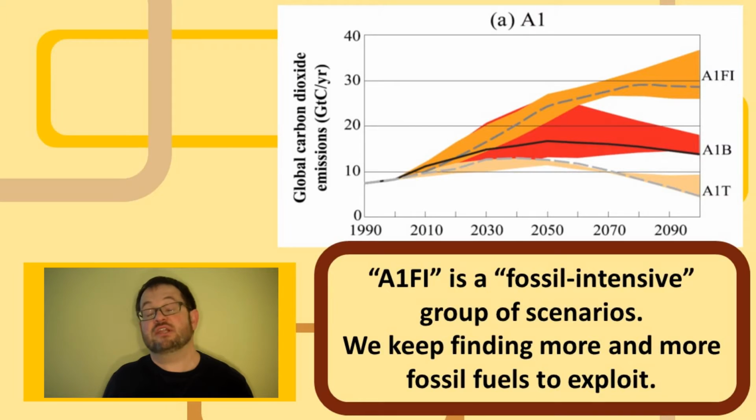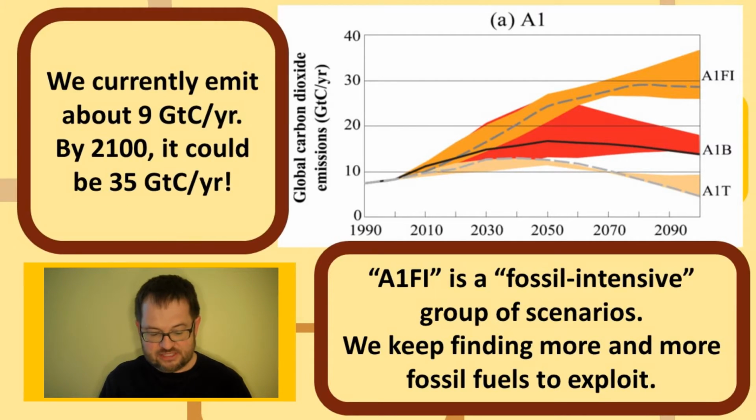If we look at the history of the last 20 years, it looks a lot like the A1FI set of scenarios, in which we just keep finding more and more fossil fuels. They never get so expensive that we can't do it, and they never get so cheap that it isn't worth looking for them anymore. At the present time we're emitting about 9 gigatons of carbon per year, and you can see it gets pretty bad. By the year 2100 in the A1FI carbon emission scenarios, we get up to 35 gigatons of carbon per year.